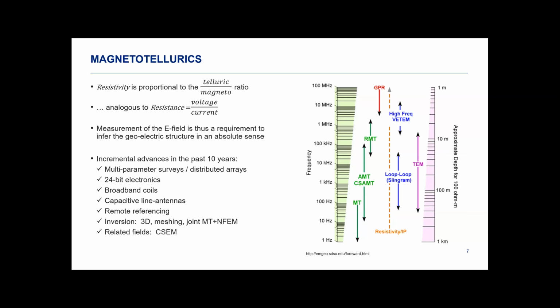We have the possibility for producing capacitive line antennas, which is important in Canada and in the northern countries if you want to collect data on snow. We know a lot more about remote referencing. And I think we've done a lot on inversion, especially 3D inversion, meshing, and now joining MT with, let's say, ZTEM. And then there have been advances in related fields like controlled source EM as well.